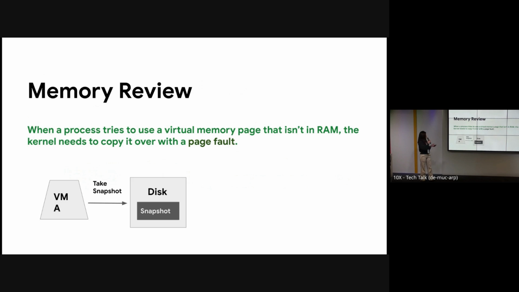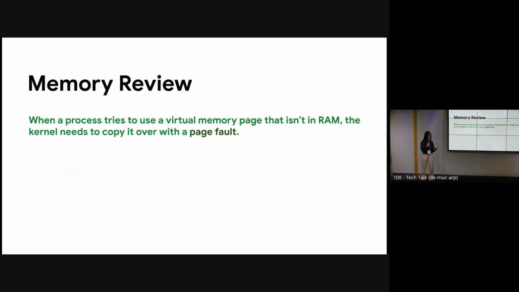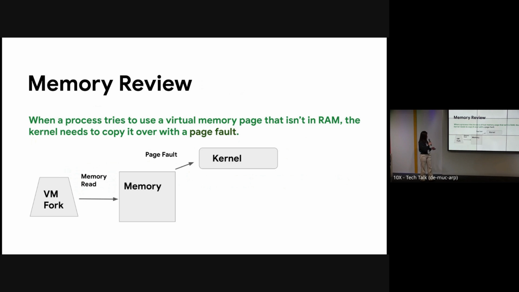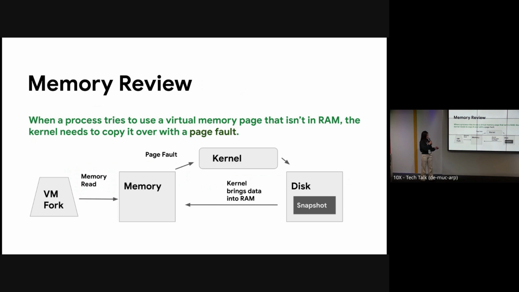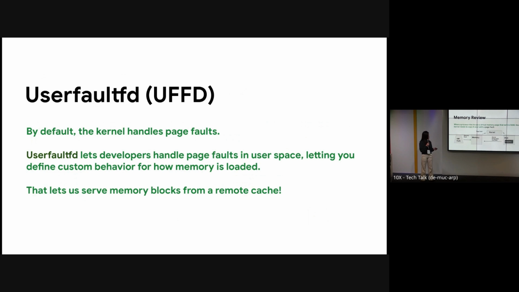So let's take an example. We have VM A with a warm Bazel instance, and we take a snapshot of it. So this dumps this massive snapshot file into disk. Now, when we have a cloned VM trying to access its memory, this will trigger a page fault. Control is transferred to the kernel, which will then go to disk and bring the data from disk into RAM, and then resume the original process in the VM. By default, the kernel handles page faults.